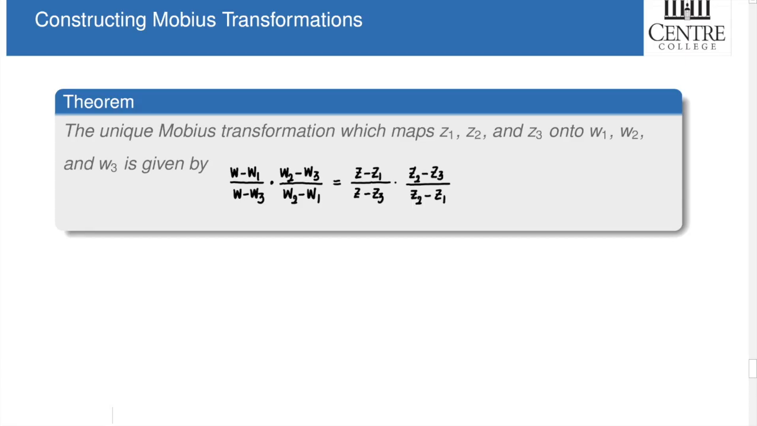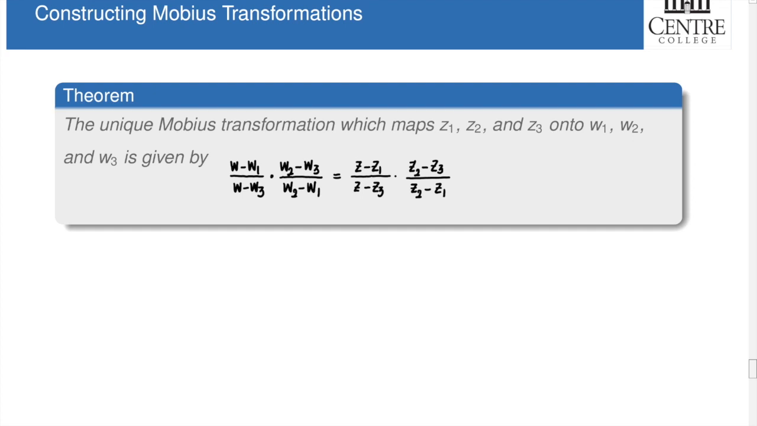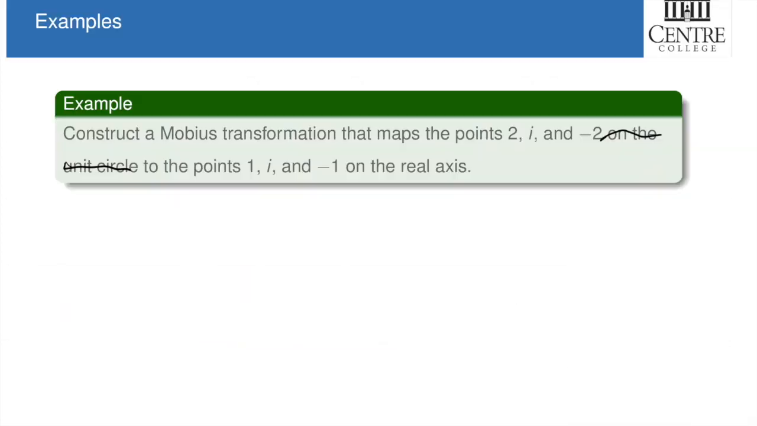So (w - w1) divided by (w - w3) times (w2 - w3) over (w2 - w1) is equal to the similar relation on z. All right, so now we are going to look at an example where we do this. We're looking for the transformation that maps 2, i, -2 to 1, i, -1.